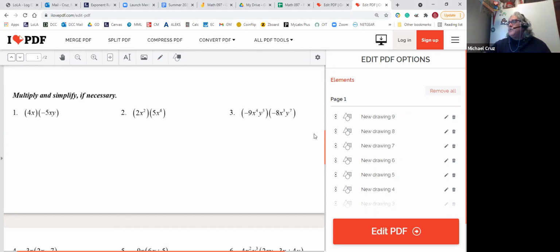All right, so what happens on this one? You got 4 times negative 5, and you got x times x. There's no y to match over here, so the y is just going to come along. So it's negative 20 xy squared.